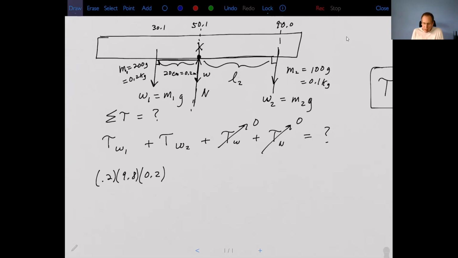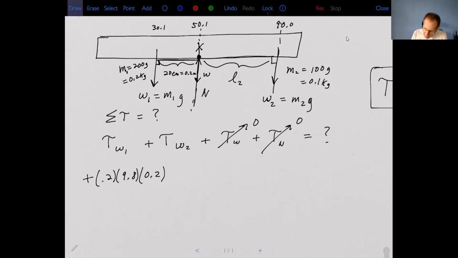And then the only other thing I have to figure out is whether it's positive or negative, right? So imagine that W1 is the only force acting. How would it rotate the meter stick about the point of rotation? Would it cause it to rotate clockwise or counterclockwise? If you imagine pulling down on W1, how is the meter stick going to rotate? It's going to rotate counterclockwise, right? So therefore, by definition, this is going to be positive torque.